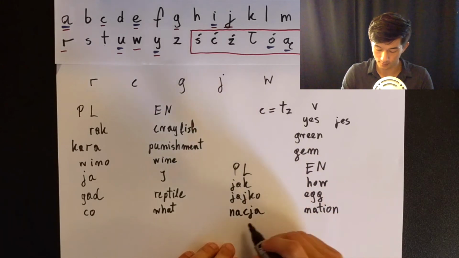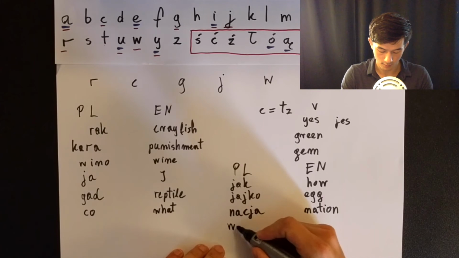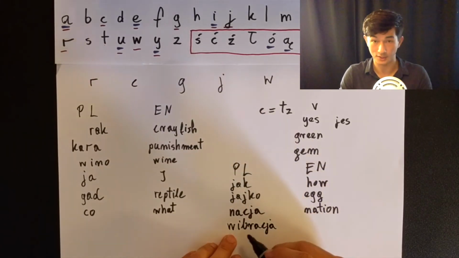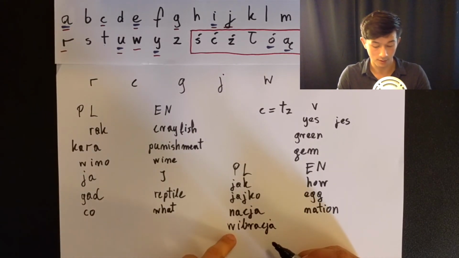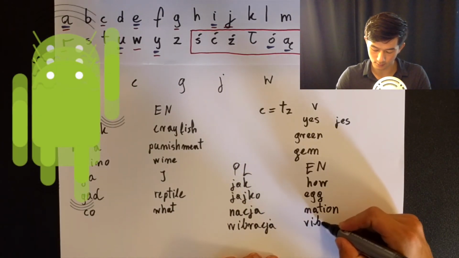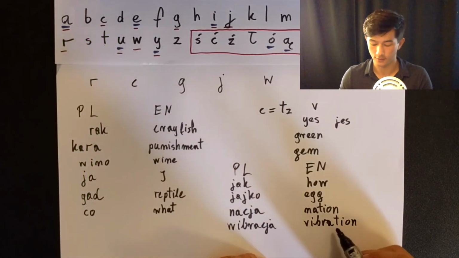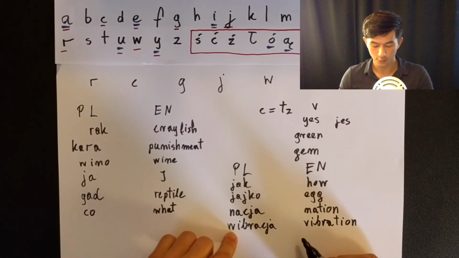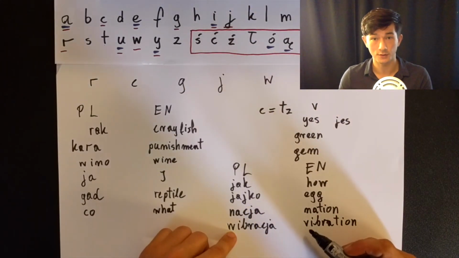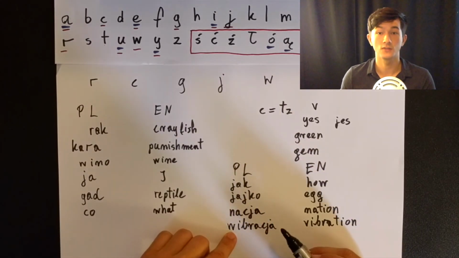Another example of this type of cognate could be wibracja, which means vibration. So you can see an example of a word with the new letter that you know. W is V, vibration. We use W to express the sound of English V. Wibracja, vibration.